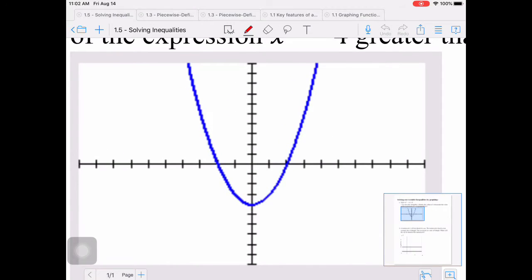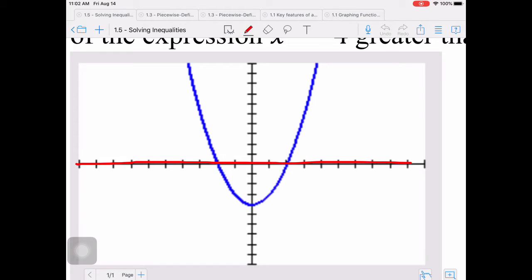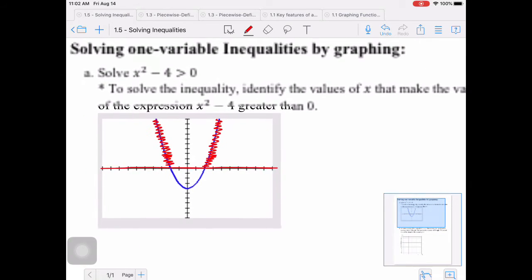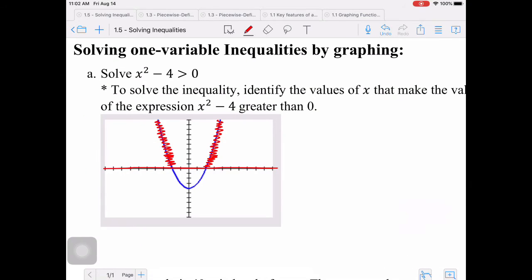It's a parabola, so a U shape. I want to know which part of this function is above 0. And when I mean above 0, I mean y equals 0. So which part of the function is above that line? Well, I can see this part of the function is above it, and this part of the function is also above it. So what is the domain of those two pieces?